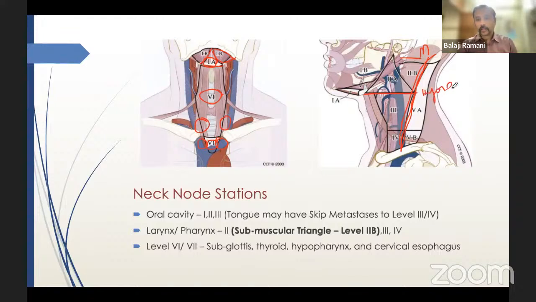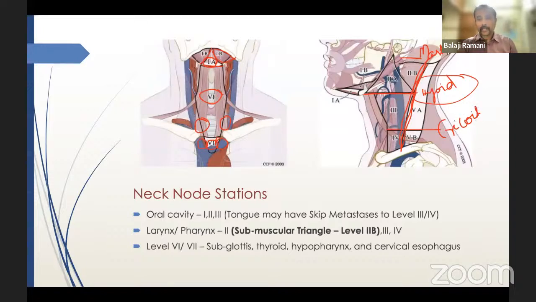This is the hyoid bone. So one level is the mastoid. Then you have the hyoid bone, which forms the next level. What is the third level? You cannot see it here, but the third level will be at the level of the cricoid. So the cricoid will form the third level.